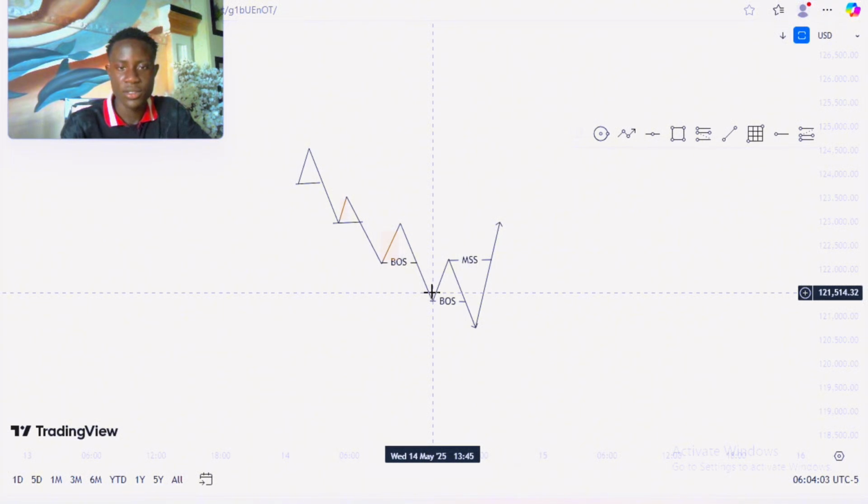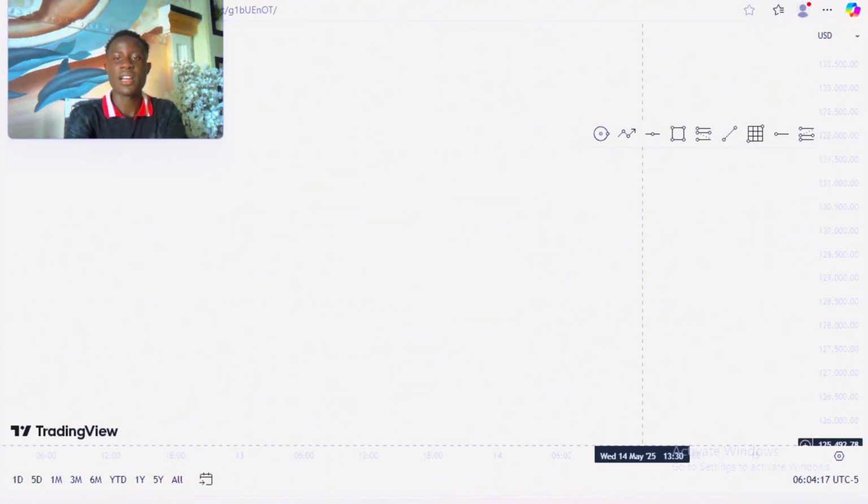Because simply, I don't trade trends. I don't trade markets when it's bullish. I don't trade when it's bearish. All I want to see is either a break of structure or a change of character. So now let me show you guys an uptrend and an advanced market structure and how to mark it. This one I'm about to show you is how I trade the forex market.